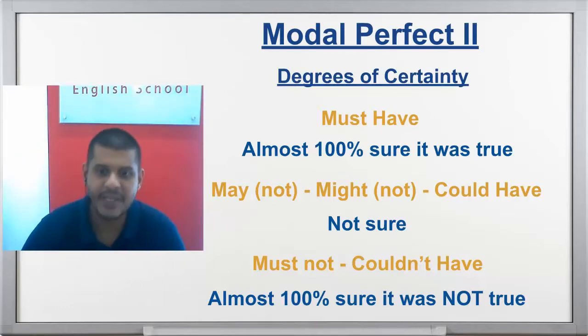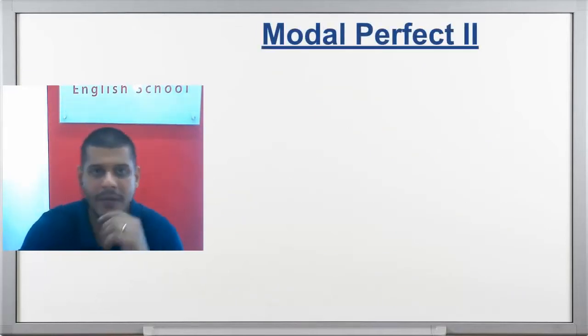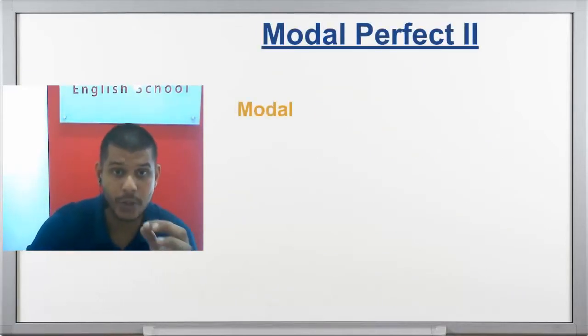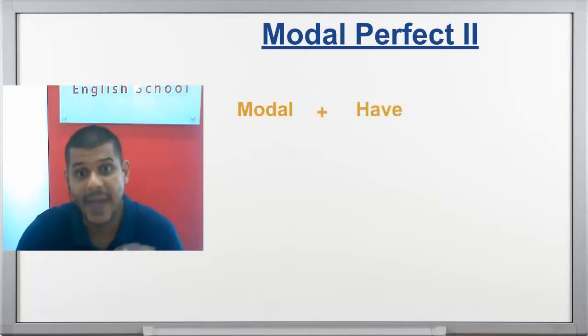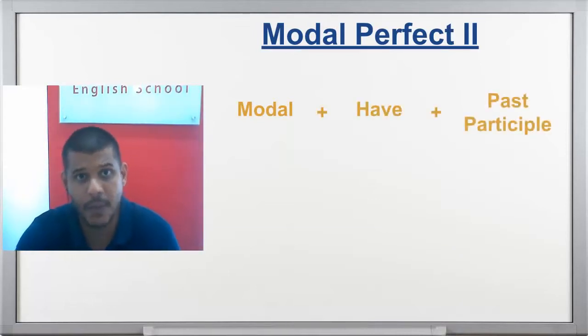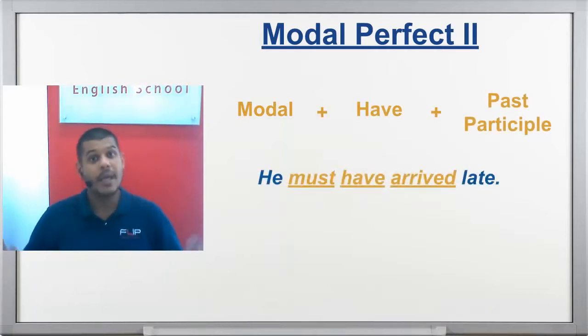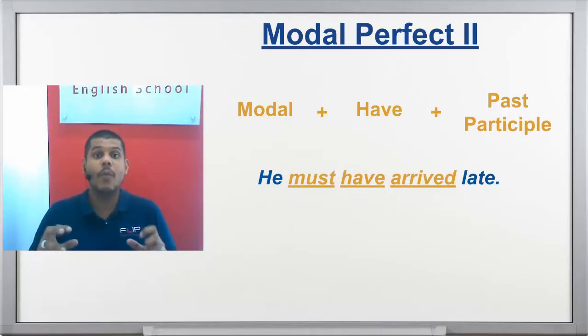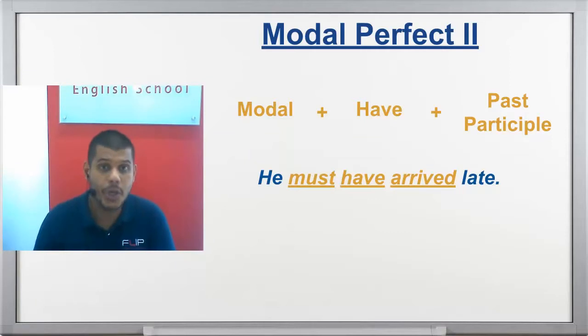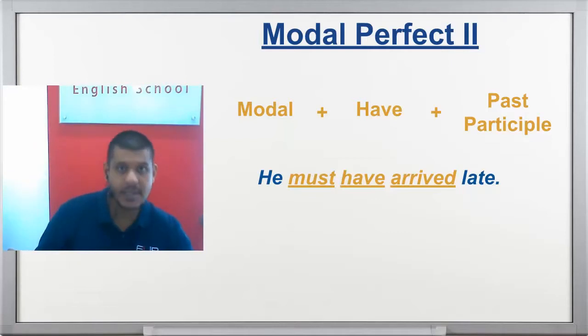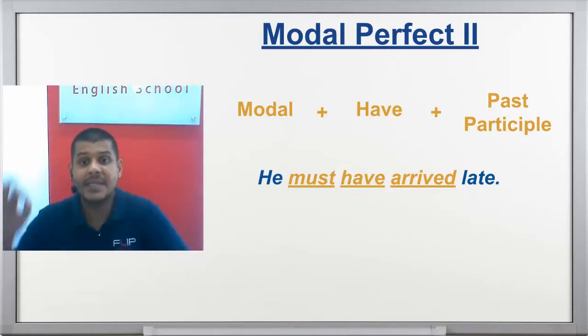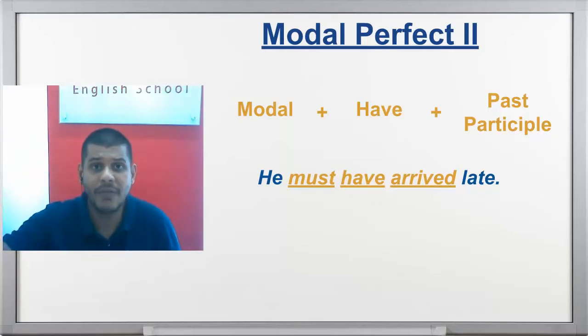Right? Now, my friends, if we move on, I'll keep talking about the modal perfect. But now I'm going to give you the structure. We're going to use the modal plus have plus the past participle, as I said before. So, for example, he must have arrived late. In this case, I'm saying that I am almost 100% sure that he arrived late. I'm not 100%, I am almost 100% sure. Attention to the structure. Must represents the modal. Have plus arrived, which is the past participle of the verb arrive.